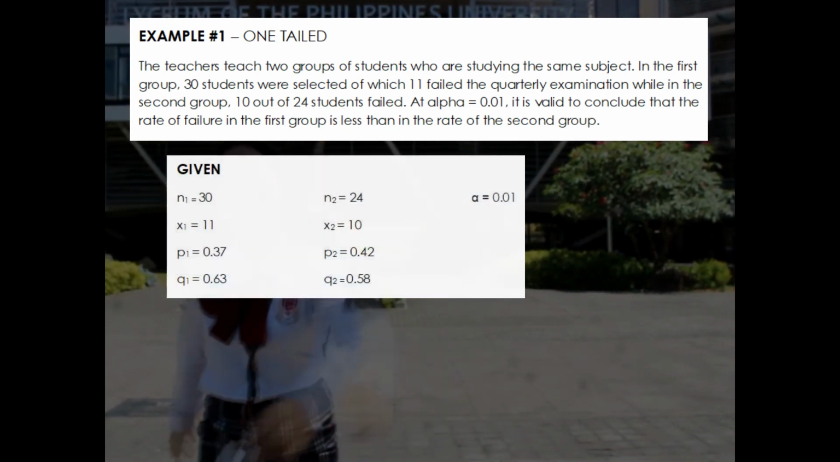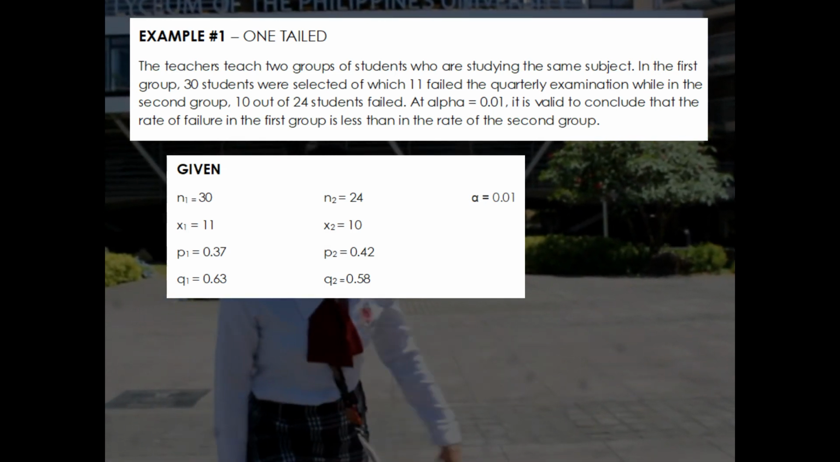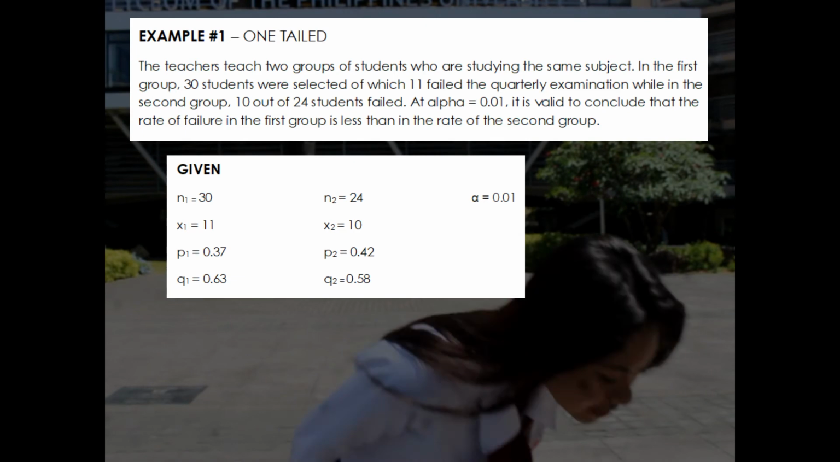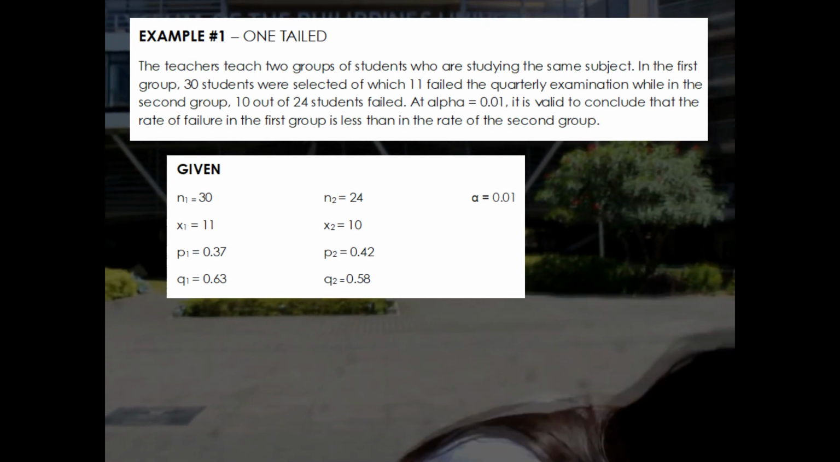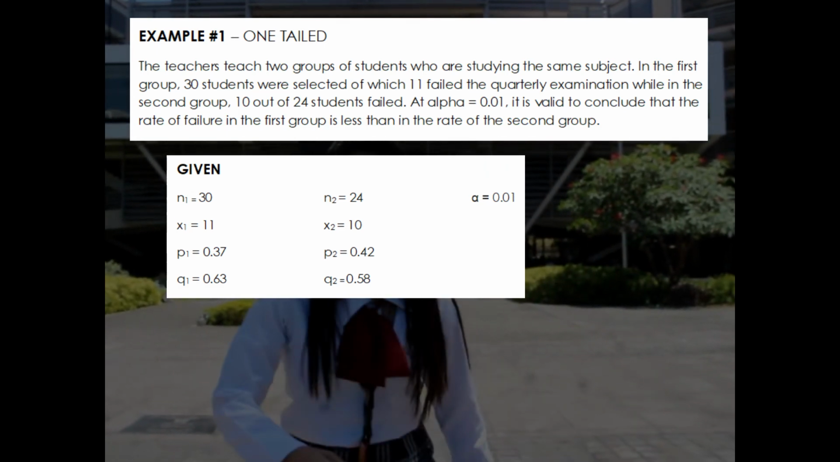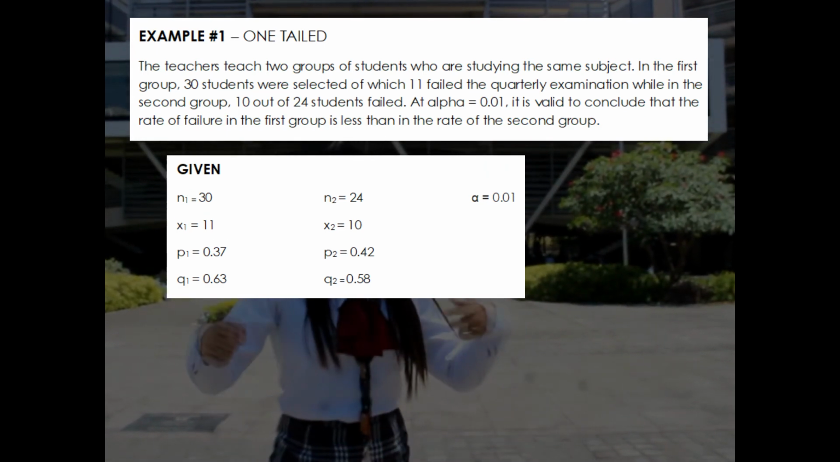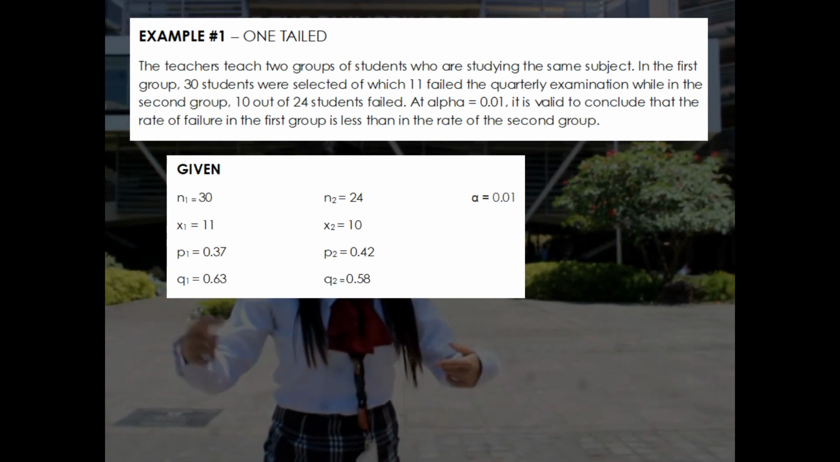The givens for this problem are N1 is equal to 30 students, N2 is equal to 24 students, X1 is equal to 11 students, X2 is equal to 10 students, P1 is equal to 0.37, P2 is equal to 0.42, Q1 is 0.63, Q2 is 0.58.